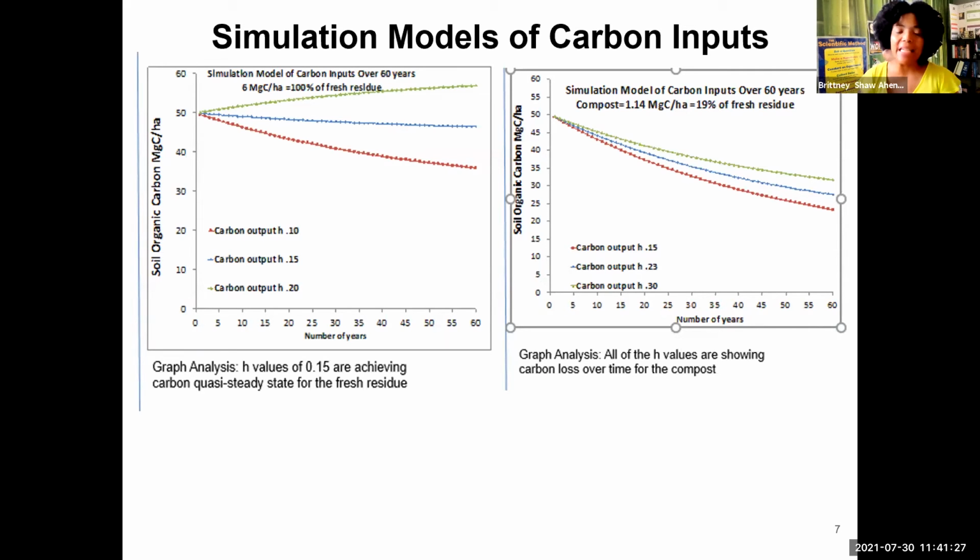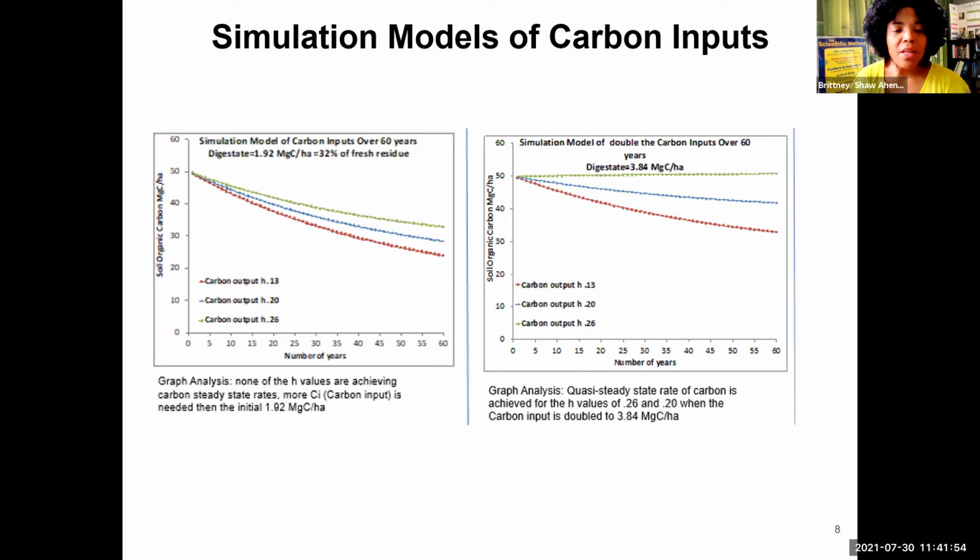Now for the composting mechanism, you do not have H values that are achieving these quasi-steady states. You actually have a decrease in carbon levels, and so you are having more of this carbon reduction. So you don't have this balance of inputs and outputs. And that plays a role in understanding the quality of what's going on in the soil, and what's going on with the environmental conditions with the carbon being released. Next slide.